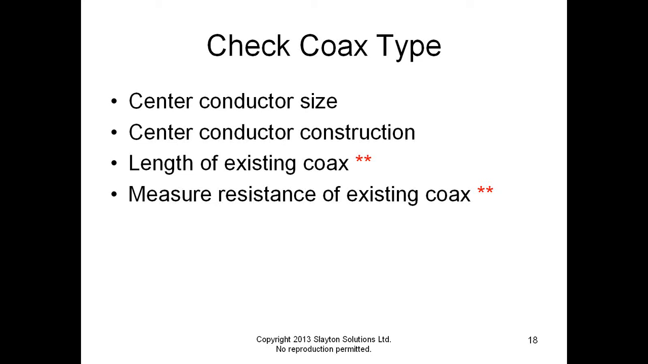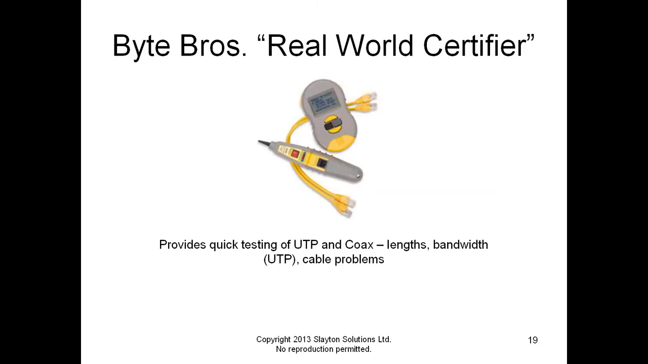Now, the length of the cable and the resistance of the existing coax, these are the two elements that you got to know to use this technology. And notice again the double red stars. You will see this information on your ESNT certification test. So remember, you need to know the length of the existing coax and you need to measure the resistance of the existing coax.